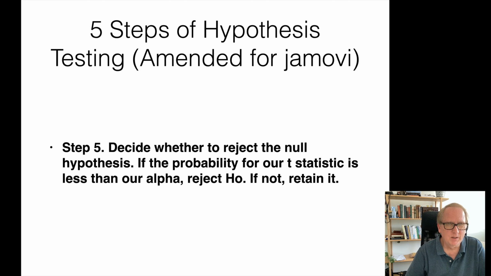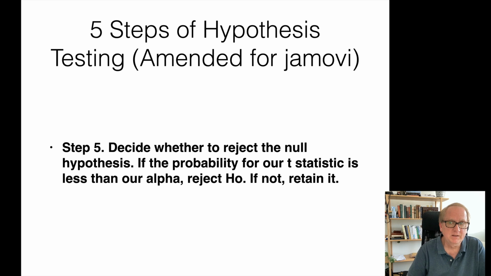So coming back to our 5 steps of hypothesis testing here, amended for Jamovi, let's go to step 5, deciding whether or not to reject the null hypothesis. Again, if the probability of our t-statistic is less than what we chose for our alpha, if our alpha is 0.05 and we get a p-value that's less than 0.05, we're going to reject the null hypothesis. And in this case, we got a p-value that was less than 0.05. It was 0.036. So we can reject H0.